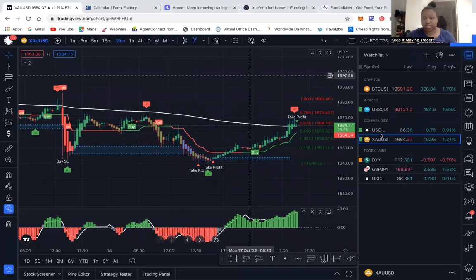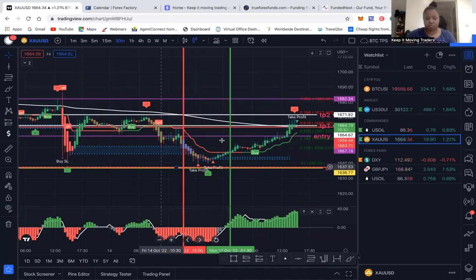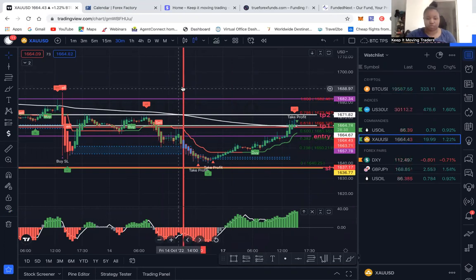So let's say, what can I use? I'll use gold, for example. There's a reason I use the Heikin Ashi candles, guys. Oh, I'm already on gold. Let me delete some of these things on the chart and then show you guys how to use Heikin Ashi.